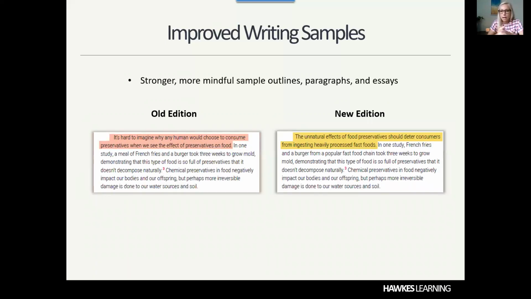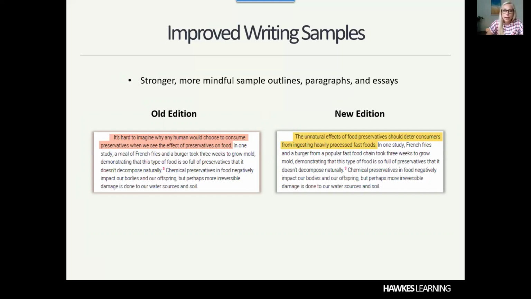And lastly, this is the last screenshot and example that I have to share, going along the same lines of just analyzing areas, taking a closer look at what we can make a little more approachable and inclusive. This old edition screenshot is from a paragraph in a full-length sample essay. I believe it's in the reading section, but the old edition first sentence of this paragraph starts off, "It's hard to imagine why any human would choose to consume preservatives when we see the effect of preservatives on food."